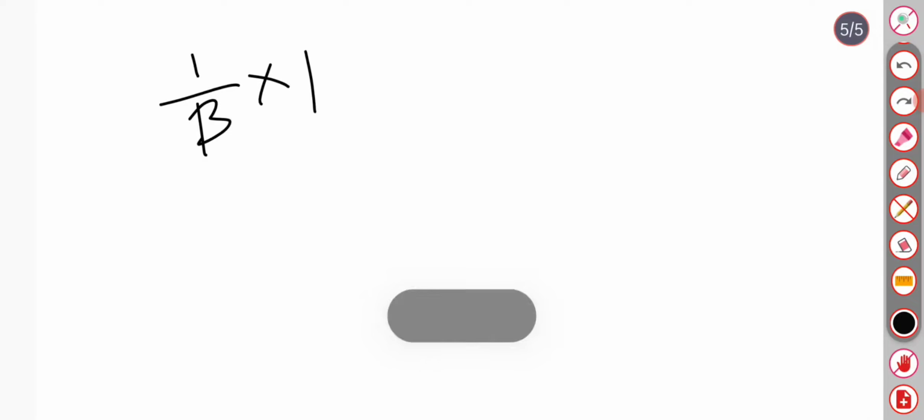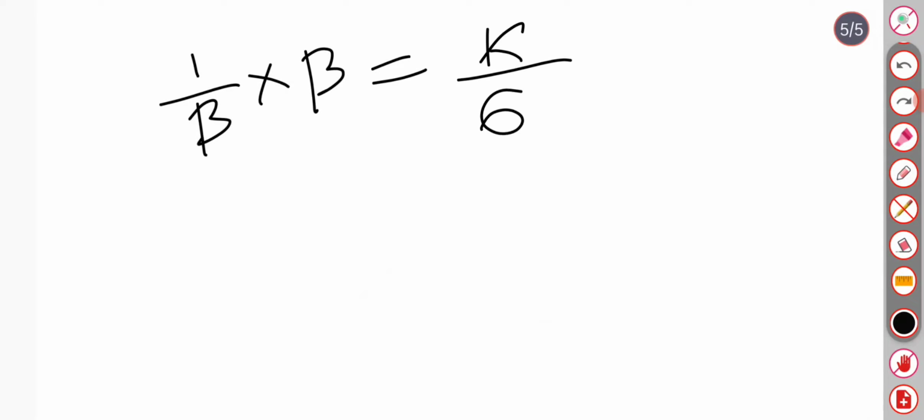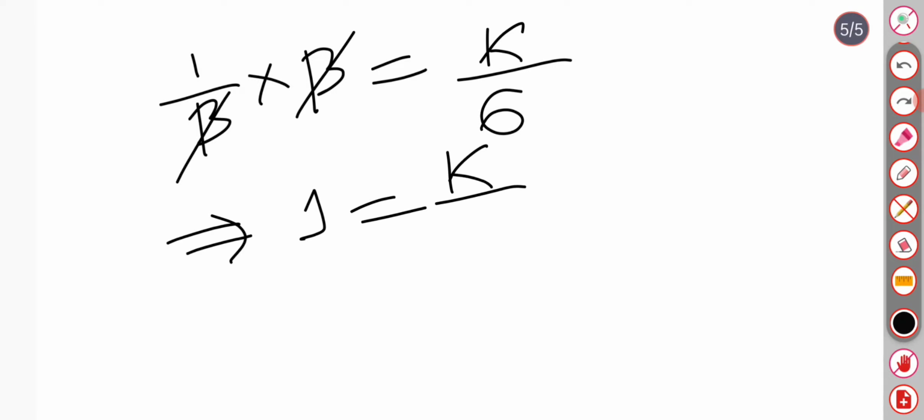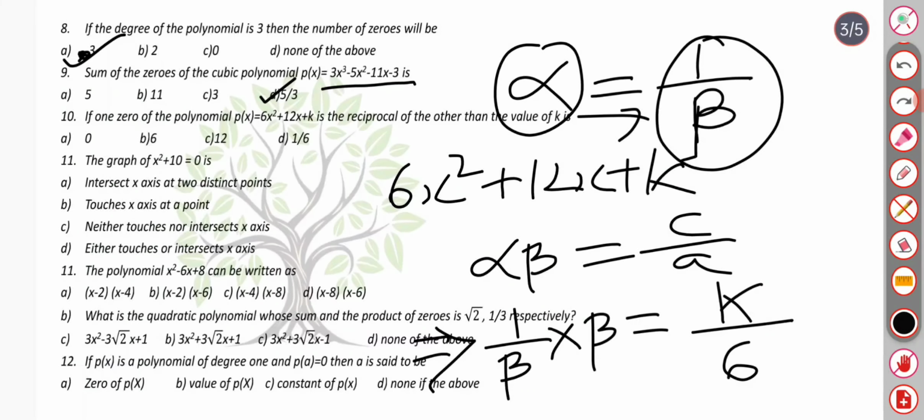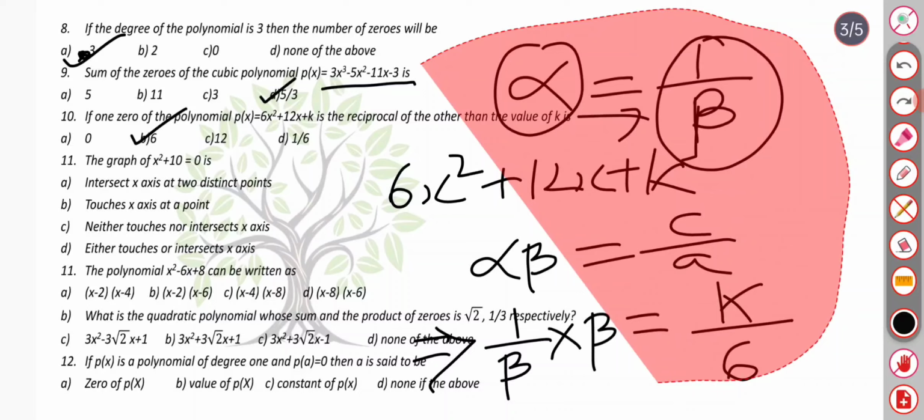अब इसको सॉल्व करने से ऐसा मिला था हम लोग को 1/beta इंटू बीटा इक्वल टू k/6. वी गेटिंग दिस. देखो बीटा बीटा कैंसिल रह जाएगा क्या? 1 इक्वल टू k/6. therefore k इक्वल टू 6. So k value is how much? 6. So that is option number B. Let's move to our next question.